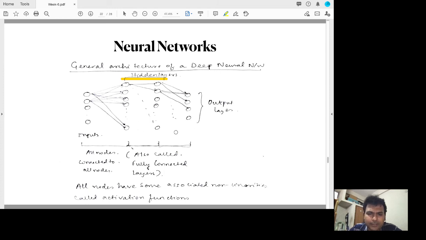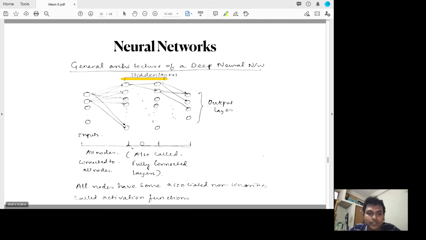This can be called by multiple names: a 2 hidden layer neural network, or a 3 layer neural network. You can call it as you wish. When the number of hidden layers goes beyond 1, we call it a deep neural network. And that is the basic building block of deep learning today.